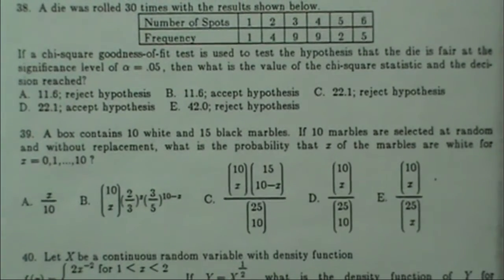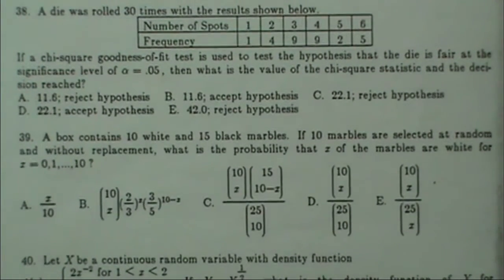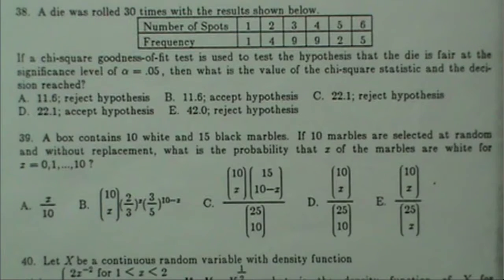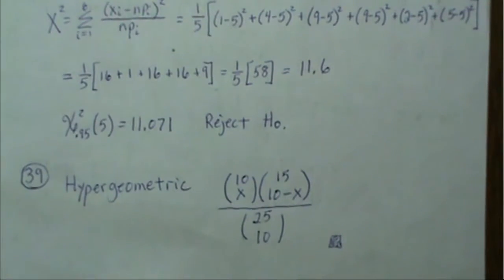Number 39. A box contains 10 white and 15 black marbles. If 10 marbles are selected at random and without replacement, what is the probability that X of the marbles are white for X equal 0, 1 through 10? Number 39, it's just a simple hypergeometric distribution, and that's it.